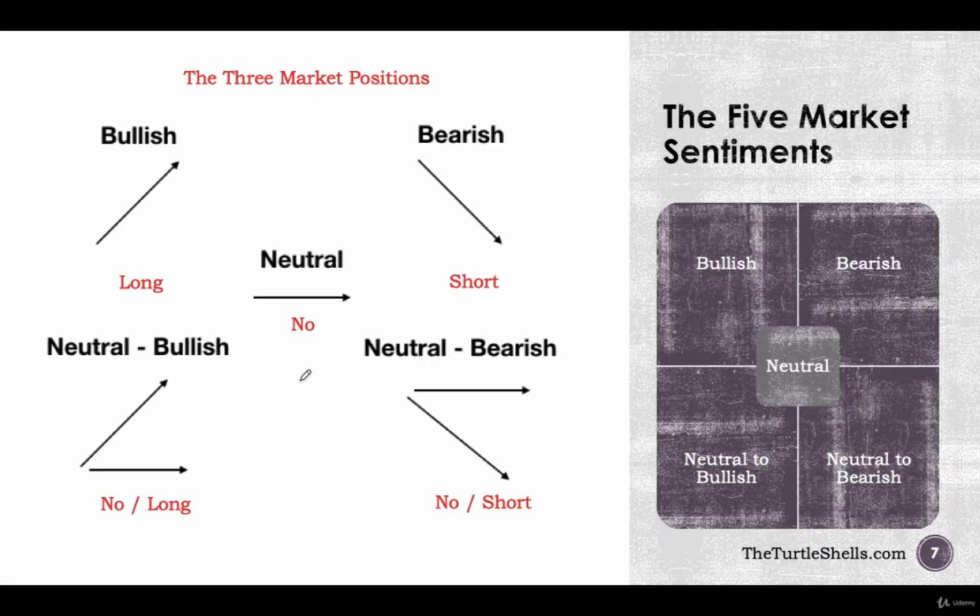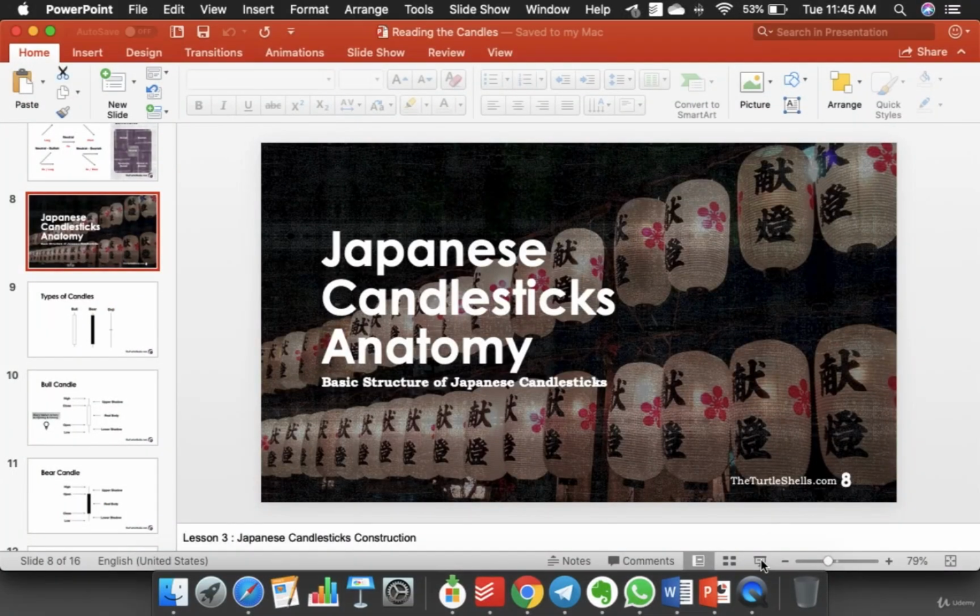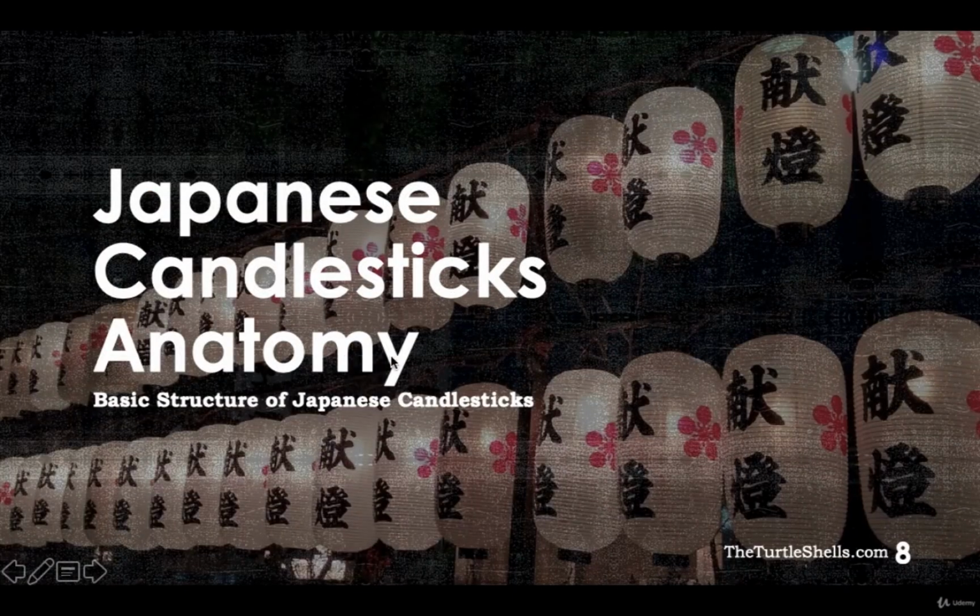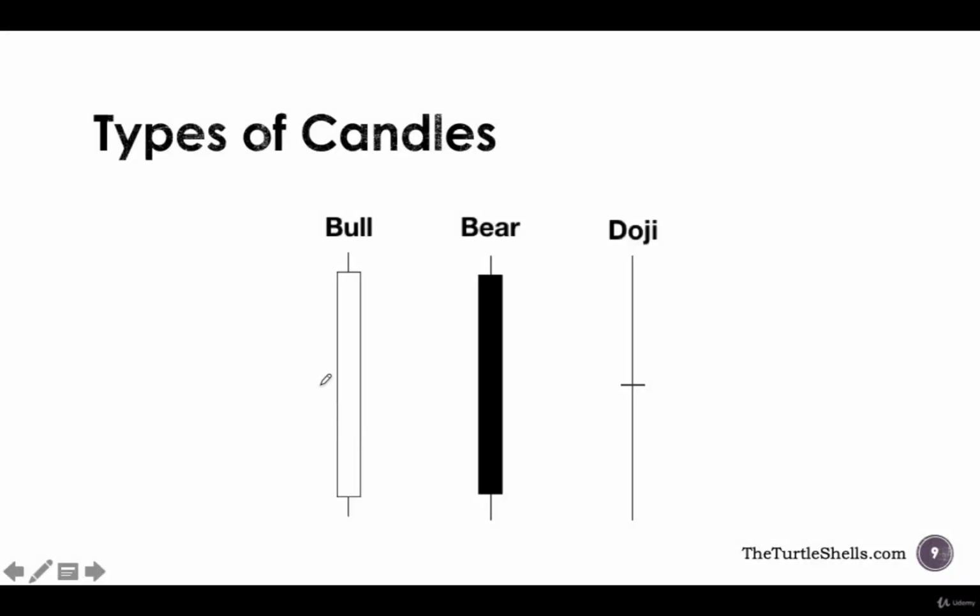Okay? Now let us have a look at the Japanese candlestick anatomy. How exactly are these Japanese candlesticks created? What is the basic structure? Nothing complicated about this. So if you're a beginner, listen to this carefully. If you're already a trader and you've been trading for a long time, this is going to be very basic for you. So we looked at the 3 types of candles: the bull, the bear, and the doji.